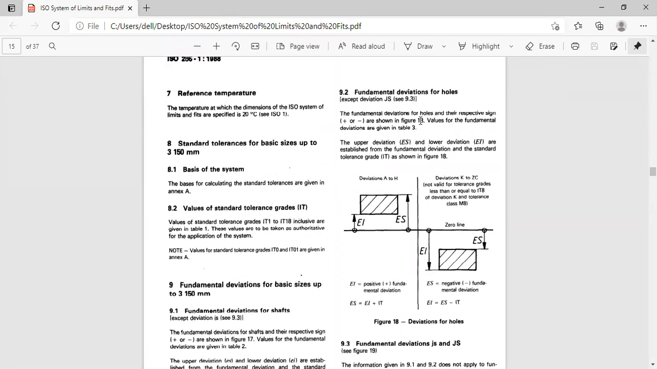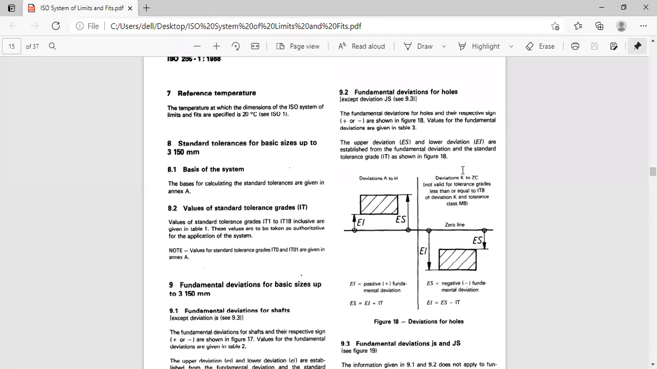For the holes, how do we represent them? Capital ES is the upper deviation, capital EI is the lower deviation. How we represented that deviation for the holes for different alphabets: already I told you, capital A to capital H will be the lower deviation above the zero line. So you remember the zero line only. Don't give other names like reference line or some particular line.